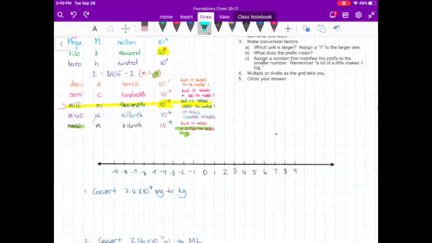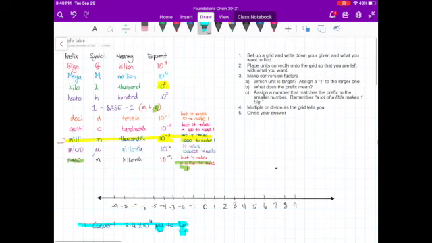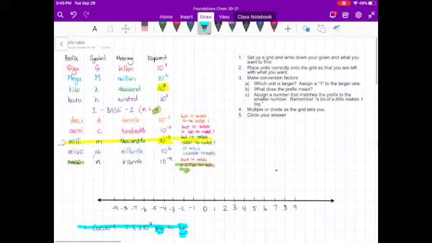This problem says convert 2.4 times 10 to the fourth milligrams to kilograms. So we're going from milligrams to kilograms. If we go up to our prefix table, we have milli right here, 10 to the minus 3, and then we have kilo right here, and kilo is 10 to the positive 3.